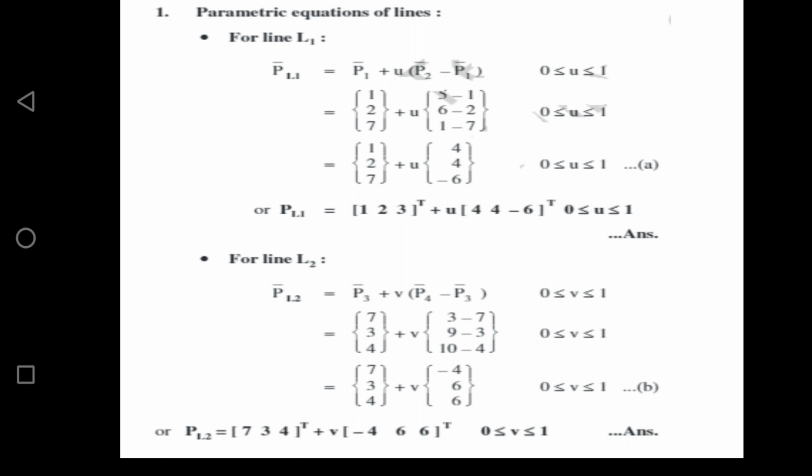and L2 respectively. So P3 has 7, 3, 4 and P4 has 3, 9, 10. So P3 plus V into P4 minus P3. So the parametric equation we are going to get for line L2 is equal to 7, 3, 4 transpose matrix plus V into minus 4, 6, 6 transpose matrix. Same, this V goes from 0 to 1. Okay. So this is the way you have to find out the parametric equation of two different lines.